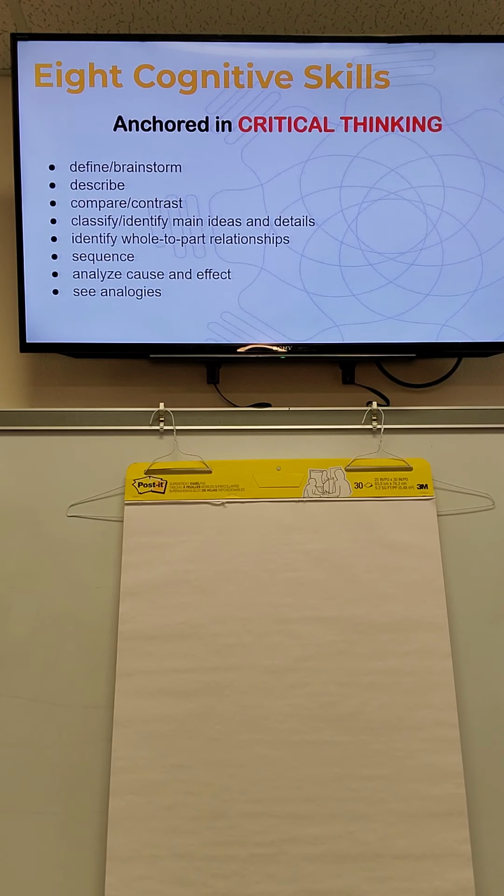Another thing we want to focus on is that it does address 8 cognitive skills. Those skills are things that we use and work on with our children quite a bit. As you can see, our critical thinking skills are define and brainstorm, describe, compare and contrast, classify or identify main ideas and details, identify whole to part relationships, sequence, analyze cause and effect, and see analogies. These are very important critical skills that our children need and that many of them have a deficit in. This is an excellent way to show them how to think that way.